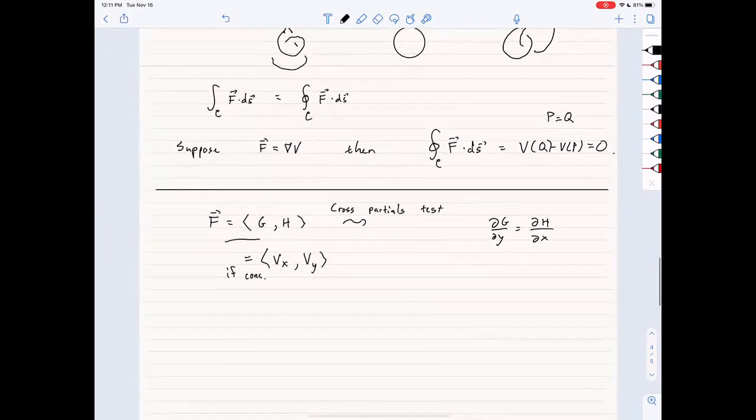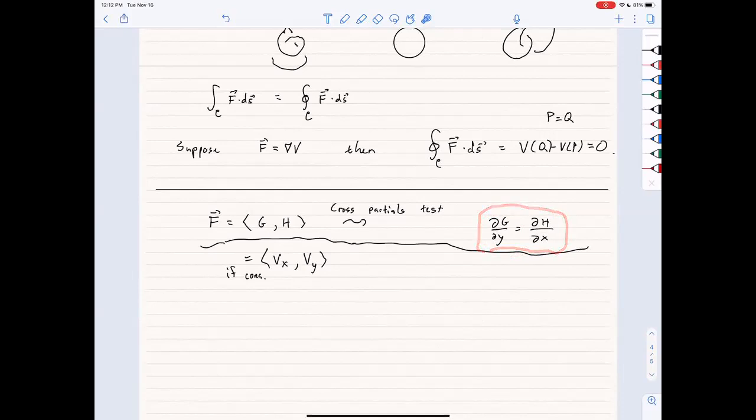So one might ask, how good is this test? If it's conservative, we know this is equal. So in particular, what we can do is check this, and if it's not equal, then we know it's not conservative. But what if we check this and we get equality? Do we know it's conservative? Is it a perfect test? Will it just tell us, okay, we are in this case of conservative vector fields?